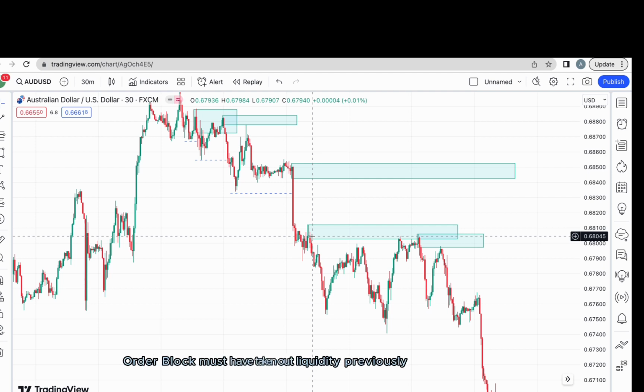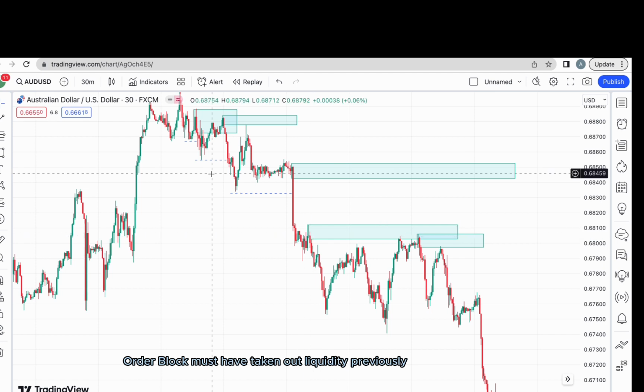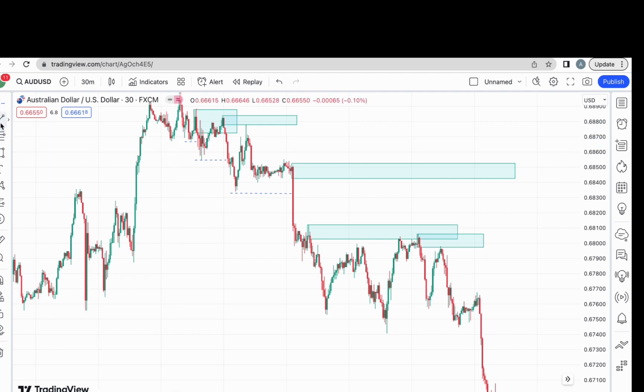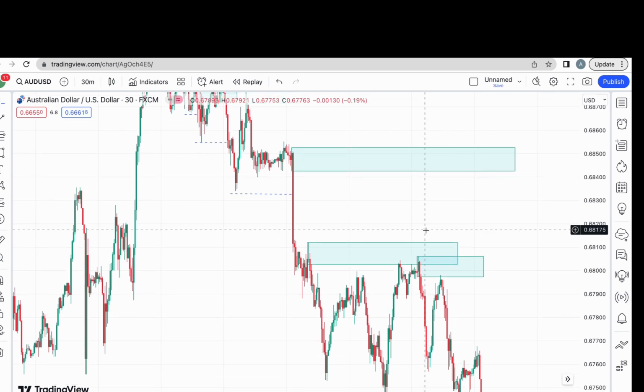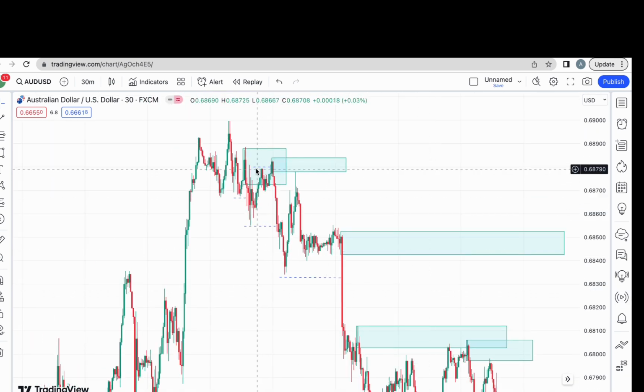Then secondly, that order block must have taken out liquidity previously. And let's look at it before. Liquidity is a very, very, very important concept. It's something that we've touched on earlier, and the link would also be in this video, so you can check it out and get more explanation on how liquidity works and what it is. So it must have taken out liquidity before, and this is a concept.